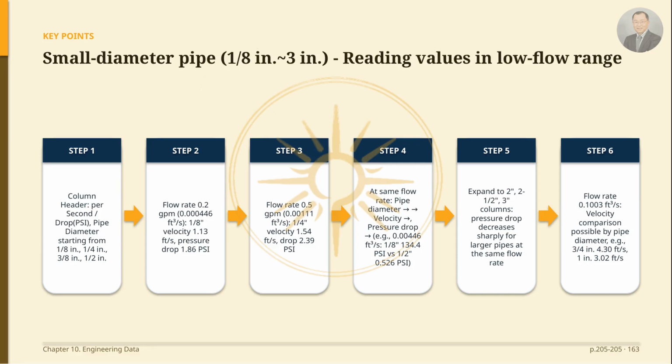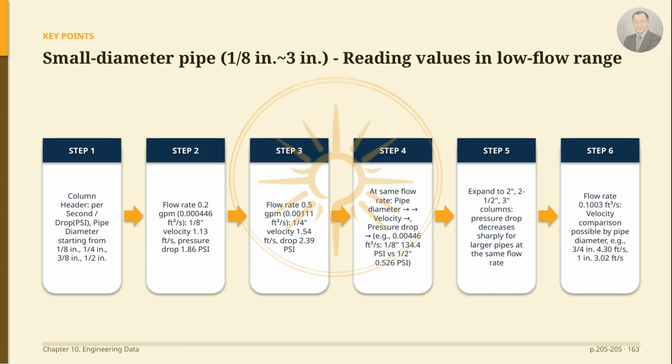The second part of the table covers small diameter pipes, with values starting from very low flow rates. The column headers indicate the flow per second and the pressure drop in psi, and the pipe diameters follow in order: 1/8 in, 1/4 in, 3/8 in, and 1/2 in.